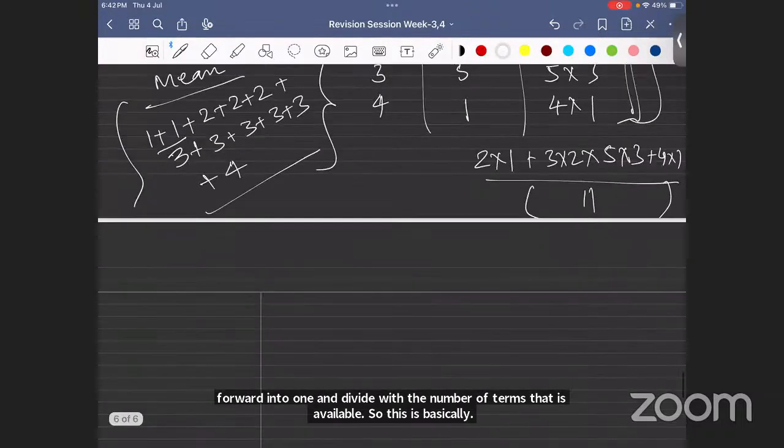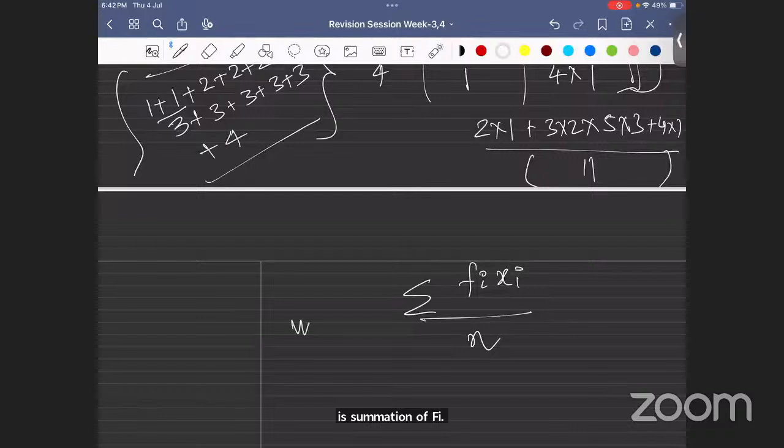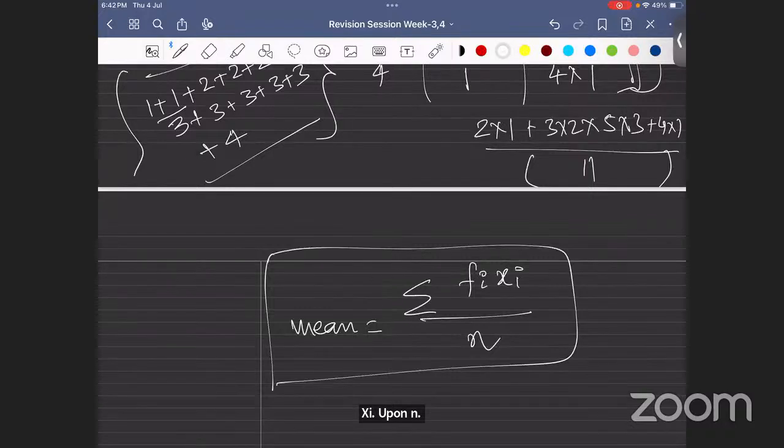Okay, so the formula that comes here is summation of fi xi upon n. Okay, this is basically your mean for grouped data, for a discrete grouped data.